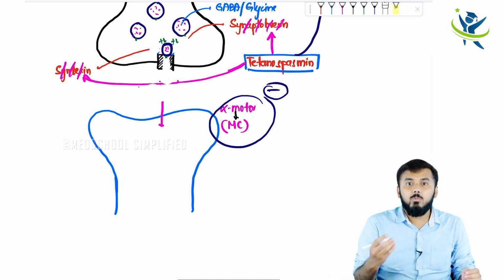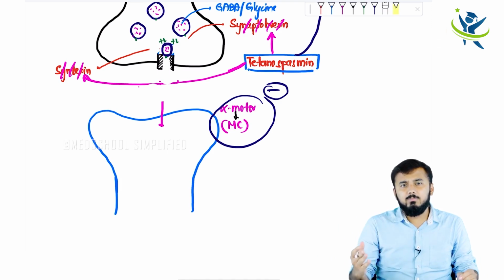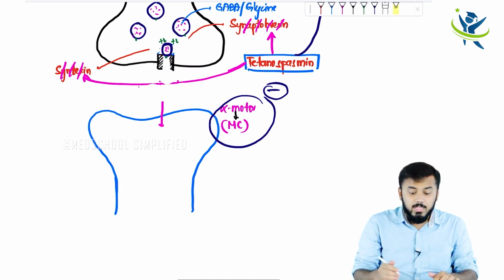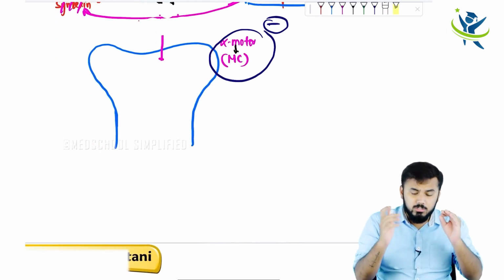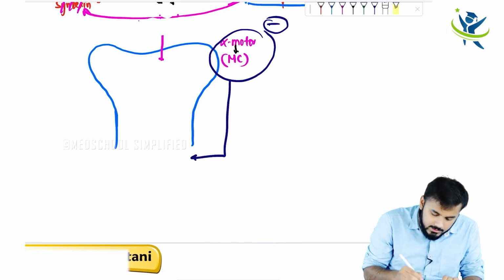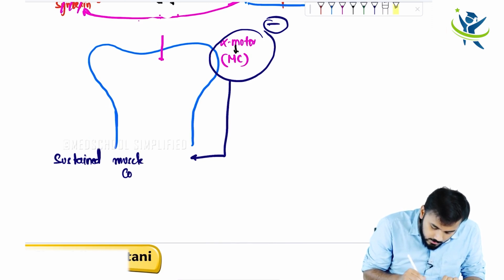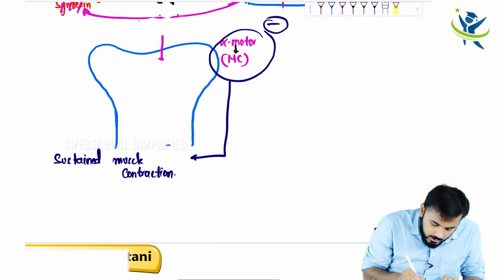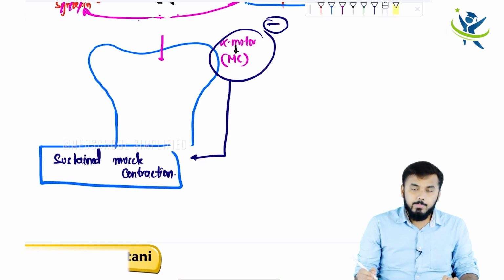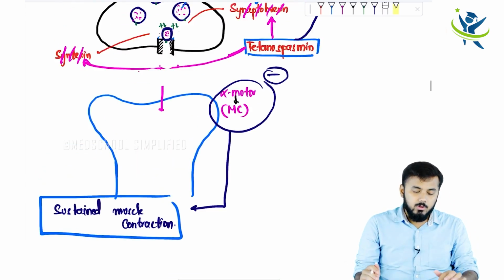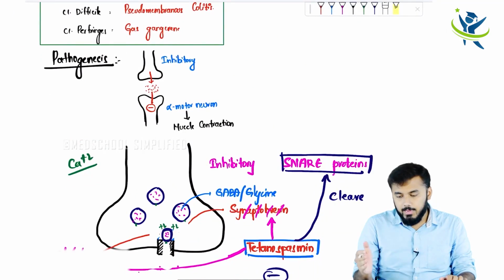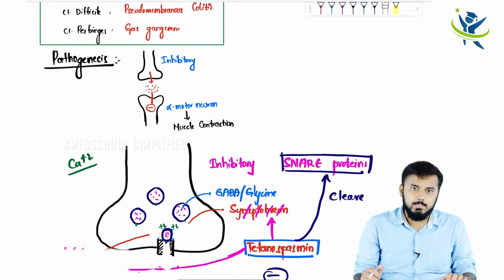So what will happen? The alpha motor neuron keeps on contracting because there is no one to control it. It keeps on contracting and the muscle contraction is so severe that you call it sustained muscle contraction. Sustained muscle contraction is what is called tetanus. This is the pathophysiology, or pathogenesis, behind Clostridium tetani causing tetanus. I hope you understood this, right?